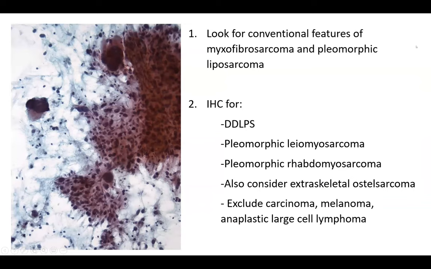So once you've excluded those two, then it's important you can use immunohistochemistry to identify other entities in the differential. So dedifferentiated liposarcoma, pleomorphic leiomyosarcoma, pleomorphic rhabdomyosarcoma, as well as extraskeletal osteosarcoma. And you'll also want to exclude carcinoma, melanoma, and in some cases, lymphoma, such as anaplastic large cell lymphoma.